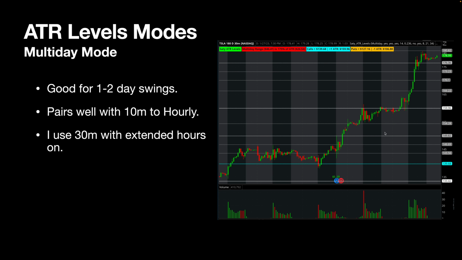But great for a swing. You could have entered here. You could have accumulated here. You could have swung it for several days. In fact, we did. And, great swing. Great short-term swing.